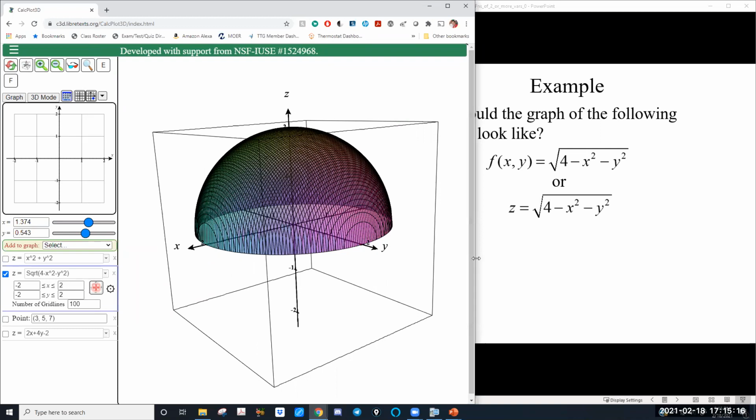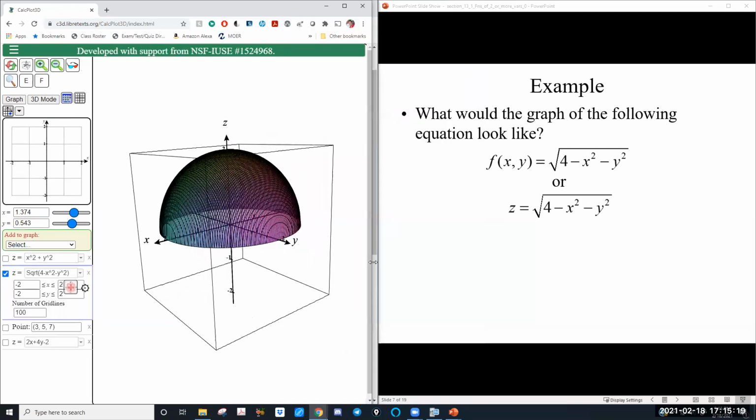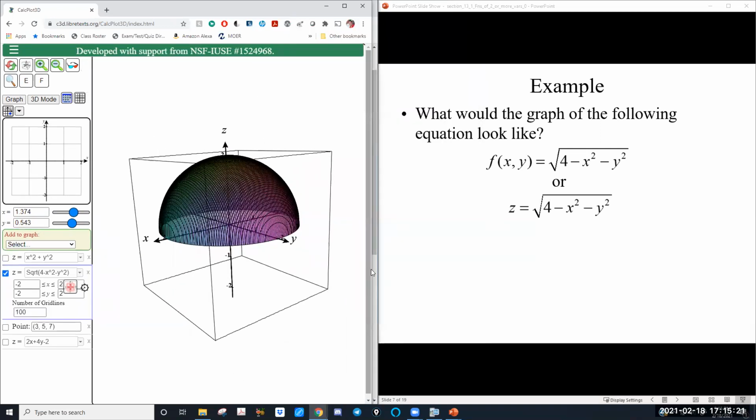What is just asking what it looks like on CalcPlot3D? Sorry, I'm not sure. The example question.